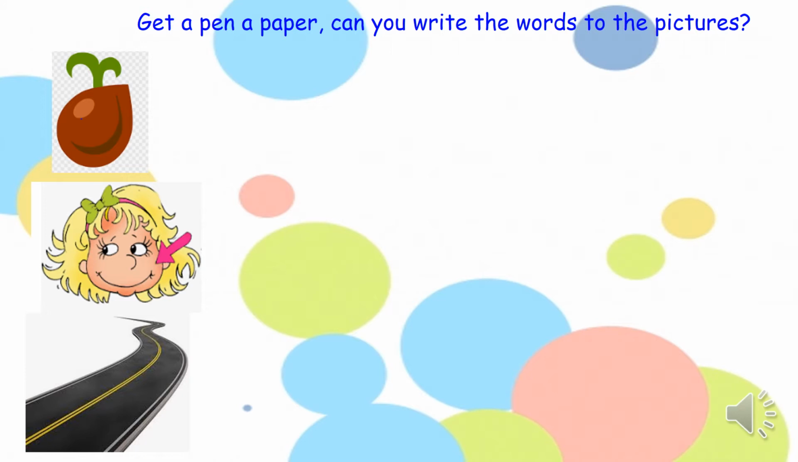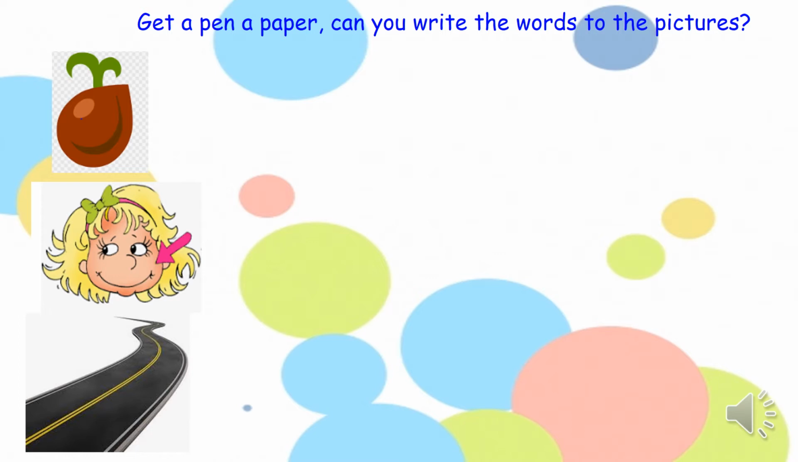Now it's time that we segment to spell. So on your screen you will see three pictures, and the first picture is a picture of a seed. The second picture, have a look at it. What is the arrow pointing to on the girl's face? It's pointing to her cheek. And the last picture, no, it's not a picture of a road. That's not the word I'm looking for. Remember, we're thinking about our E sound. So the word you're going to write is street.